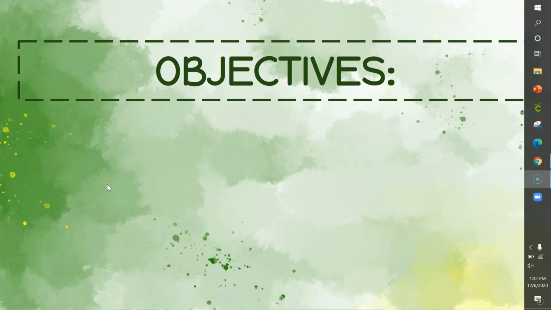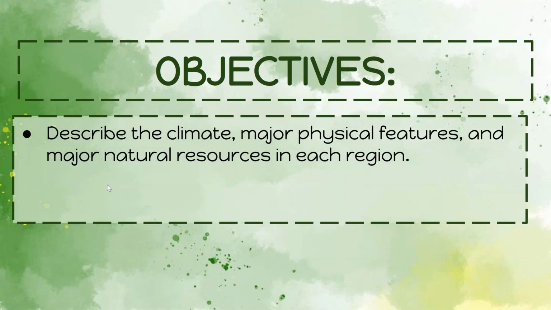Let's take a look at what our social studies objectives are for today. By the end of this lesson, I hope you are able to describe the climate, major physical features, and major natural resources in each region. Today, we will be focusing on the natural resources of the Northeast region.